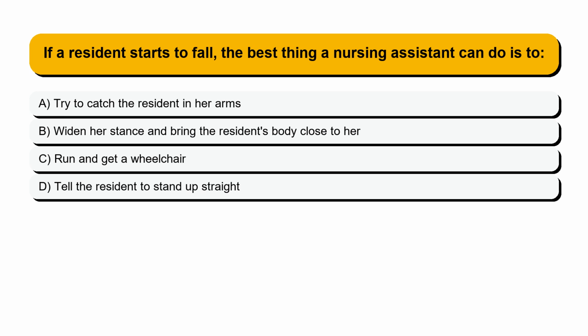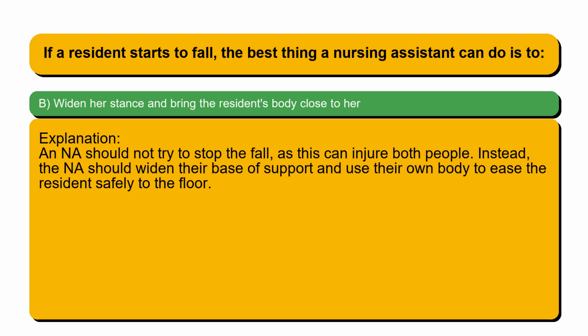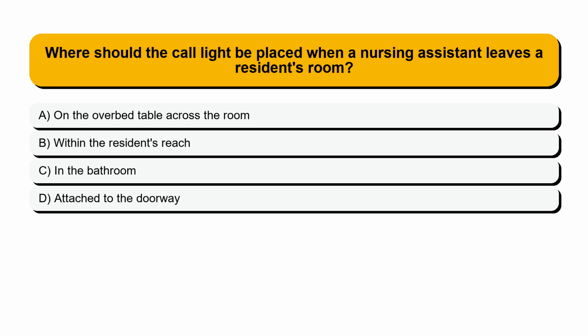Question 99. If a resident starts to fall, the best thing a nursing assistant can do is to option A, try to catch the resident in her arms. Option B, widen her stance and bring the resident's body close to her. Option C, run and get a wheelchair. Option D, tell the resident to stand up straight. The correct answer is option B, widen her stance and bring the resident's body close to her. An NA should not try to stop the fall, as this can injure both people. Instead, the NA should widen their base of support and use their own body to ease the resident safely to the floor.